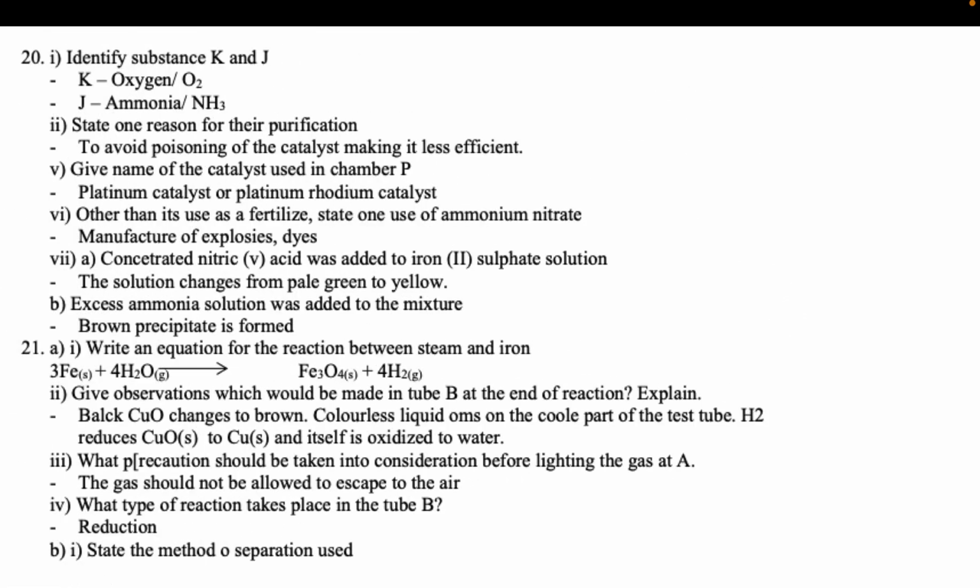I. Identify substances K and J. K, oxygen, O2. J, ammonia, NH3. II. State one reason for their purification. To avoid poisoning of the catalyst, making it less efficient. III. Give the name of the catalyst used in chamber P. Platinum catalyst or platinum-rhodium catalyst. IV. Other than its use as a fertilizer, state one use of ammonium nitrate.